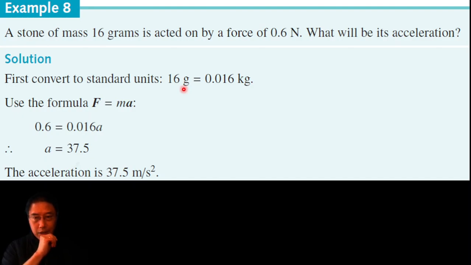Just give me a second. What did they do here? So okay, 60, it's not g, sorry, it's actually grams. So 16 grams converted into kilograms, that's our mass. We multiply by our acceleration. Left hand side is the resultant force of 0.6 Newton. We make a the subject. That gives us the amount, which is in meters per second squared, which will be in the same direction as the force.